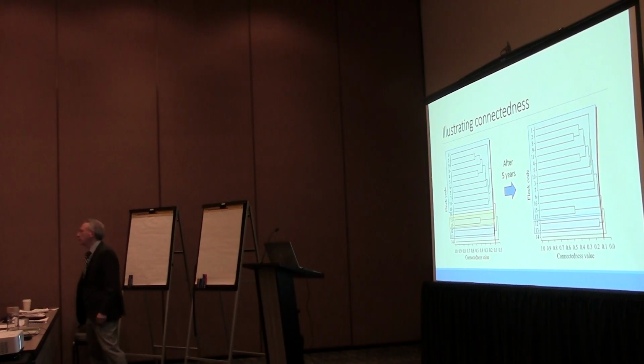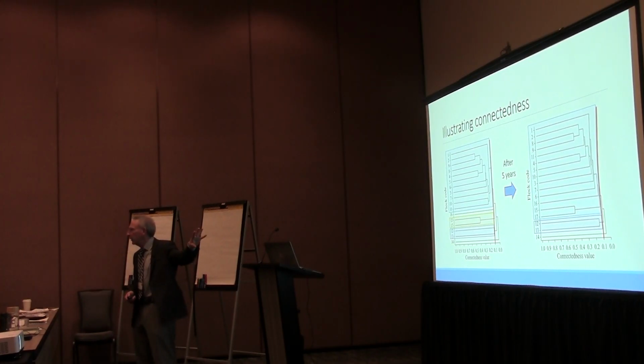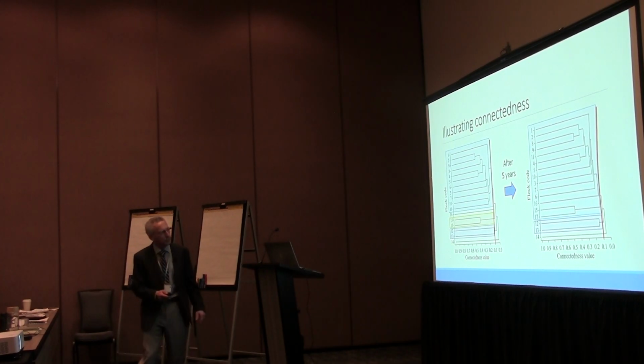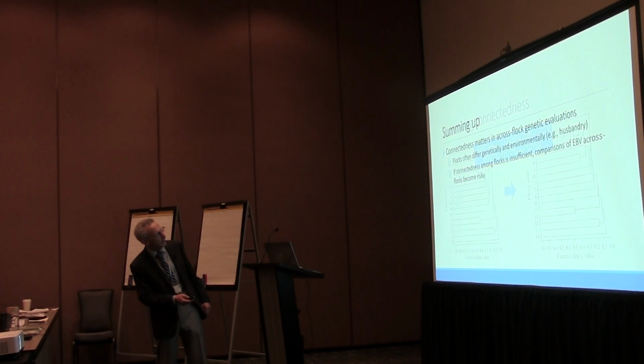All right, so what you see is that over time, connectedness is improving based on the exchange, usually fairly serendipitously, of rams, okay? So connectedness is improving. These are real data on some of your flocks, all right? So that's how we are evaluating connectedness in practice. And we'll be talking about similar figures in all of your different breeds later on this afternoon, okay?